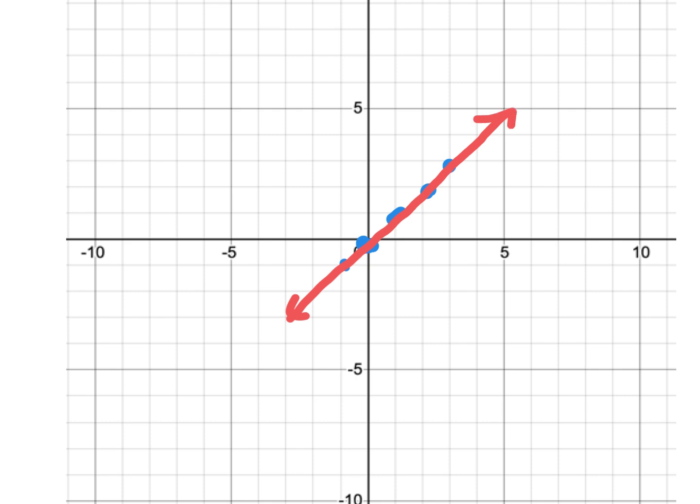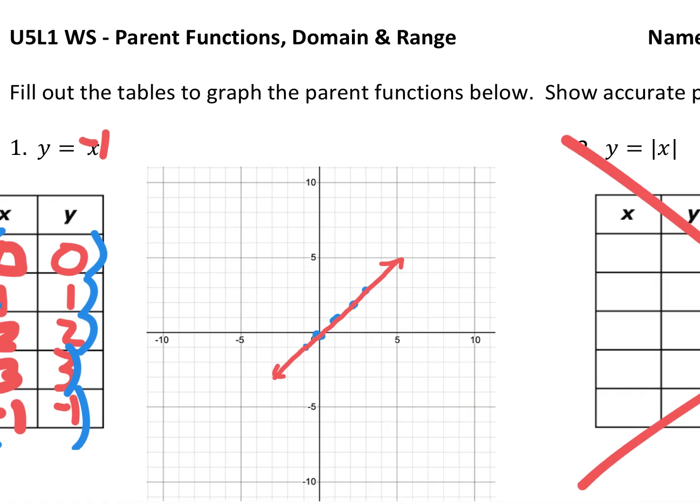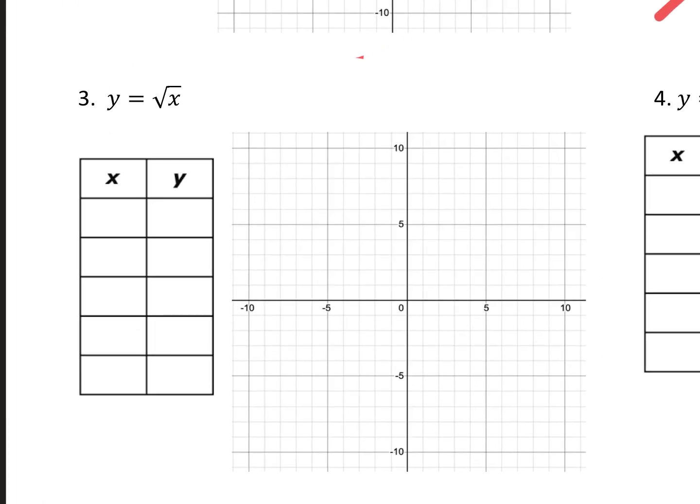There's my equation. It's just a straight line that's at a 45-degree angle. We just graphed this without any special graphing calculator or anything. That's what y equals x looks like. It's just a straight line. This one we skipped. Now we're going on to number 3.